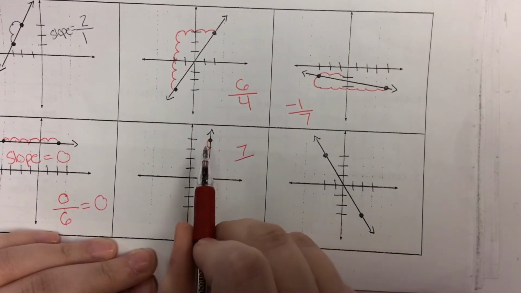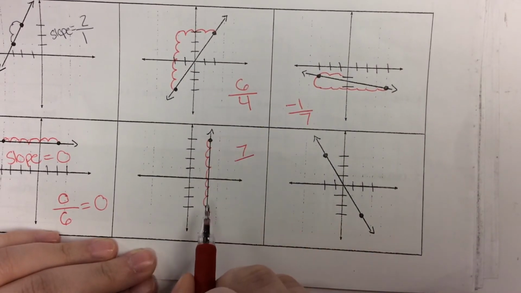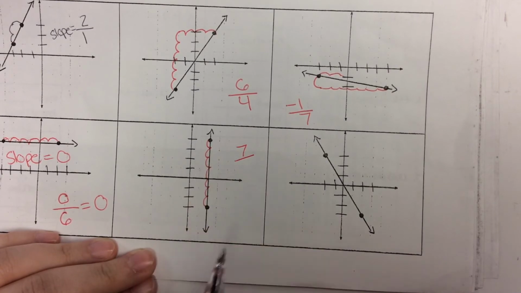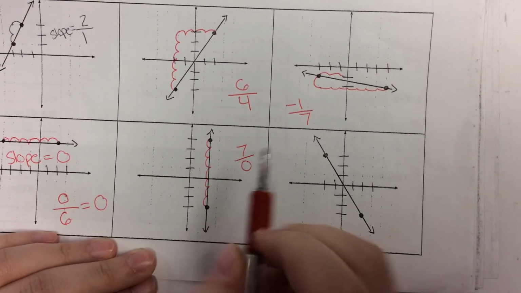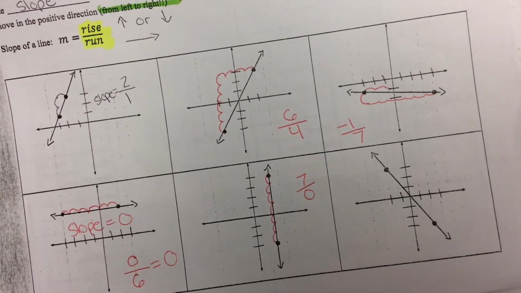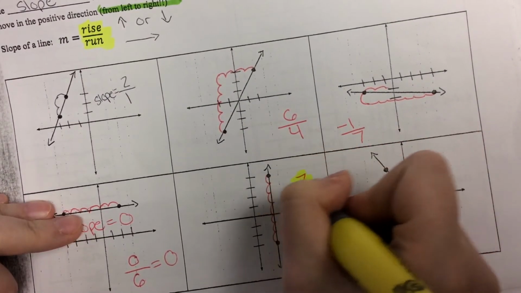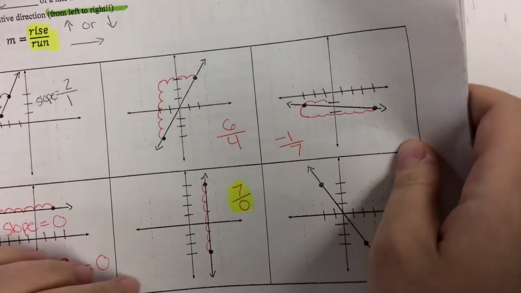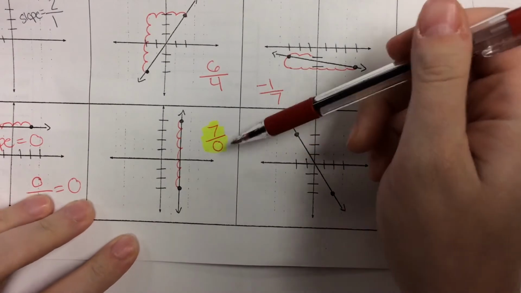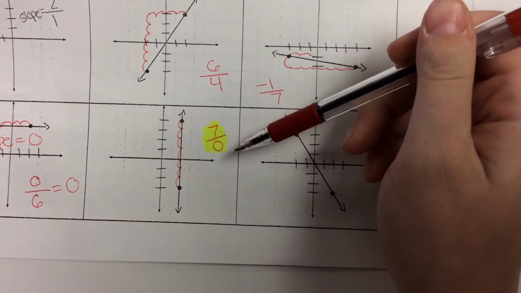Do we run? Do we go left or right at all from here to this point? No, there's no change, right? We don't go to the right at all. So there's 0 change in the bottom. This right here should be throwing off some red flags. And not just because it's written in red pen. What's happening here? Can you divide by 0 ever?